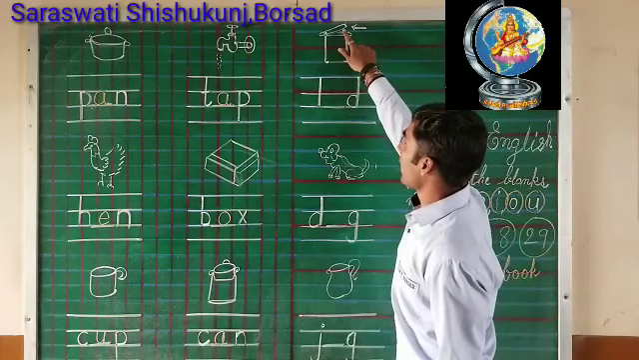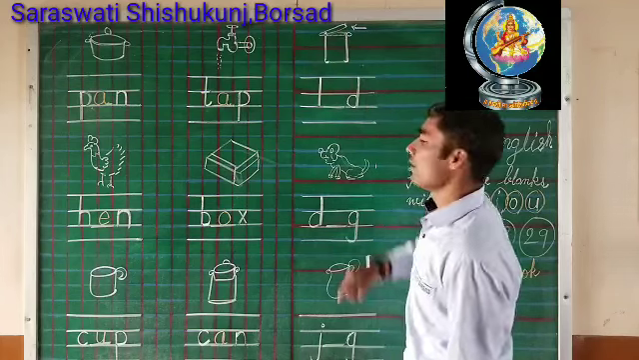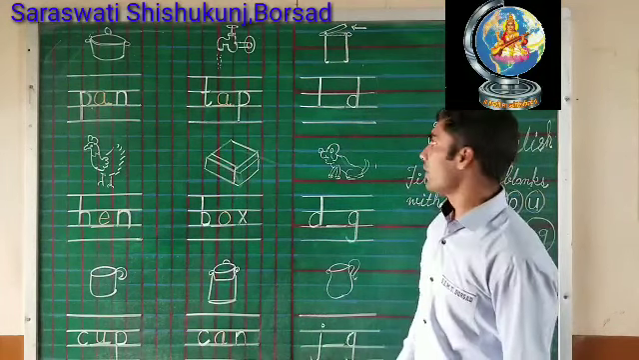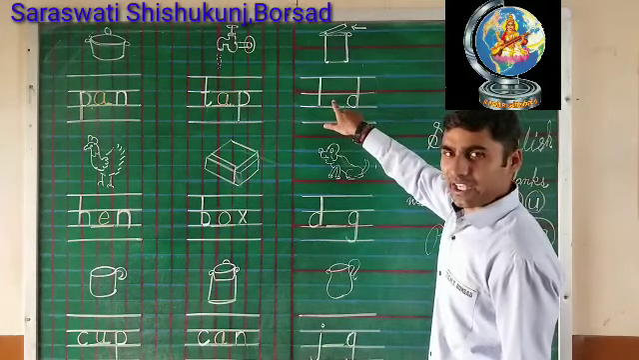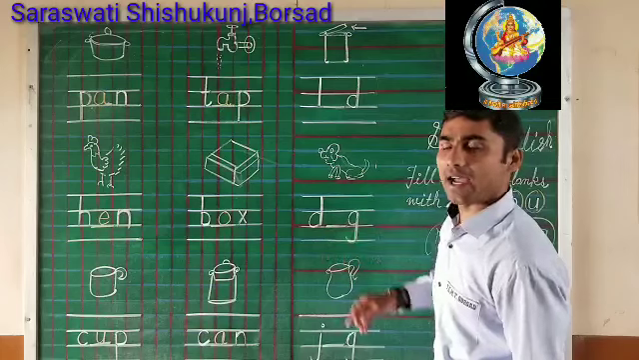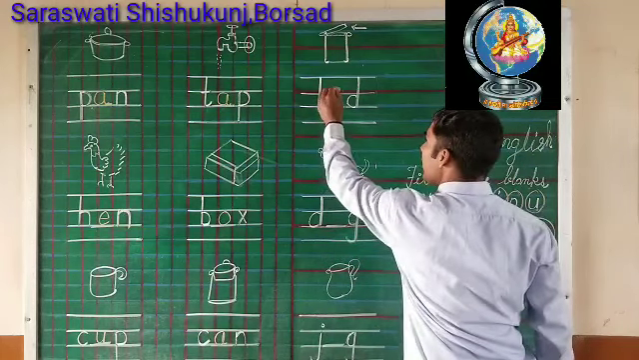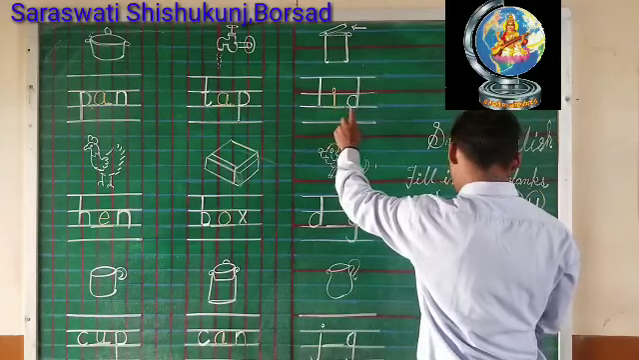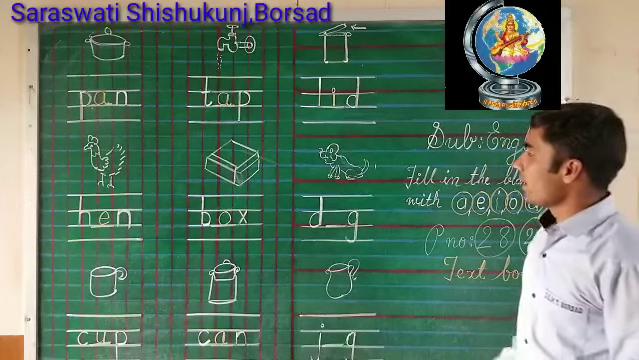Here, an arrow is there and indicates what this is. Lid. L, E, D. E says I. So write I in the blank. And read the full spelling. L, I, D, lid. Okay?